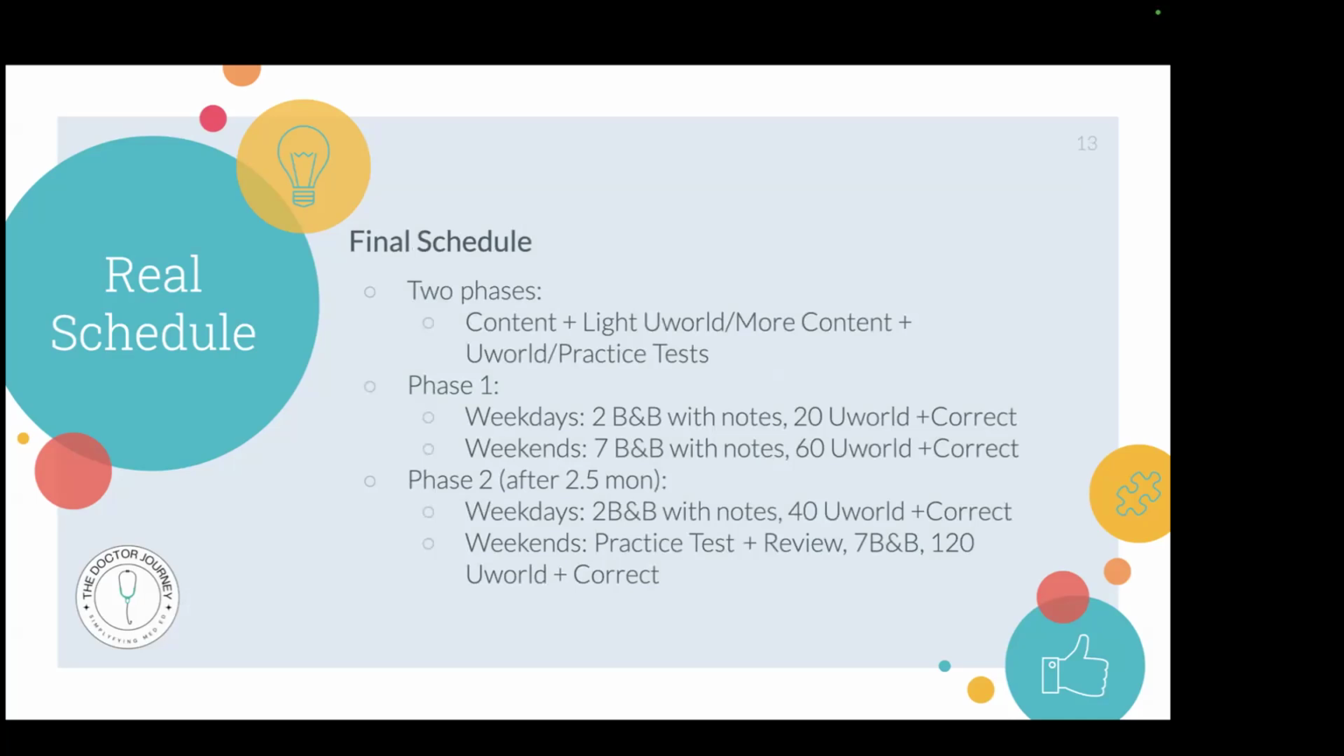Phase 2, after the 2.5 point mark, you want to do 2 B&B with notes a day, 40 UWorld plus corrections during the weekdays. Weekends, you want to do a practice test, you want to review, you want to watch 7 B&Bs, and do 120 UWorld questions plus corrections to finish in enough time.